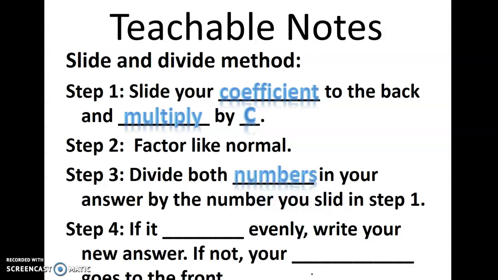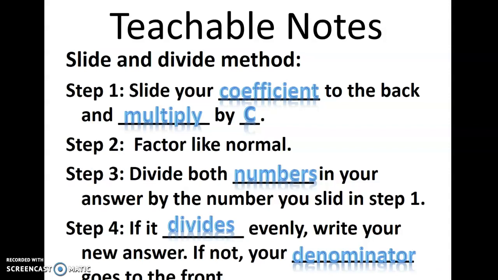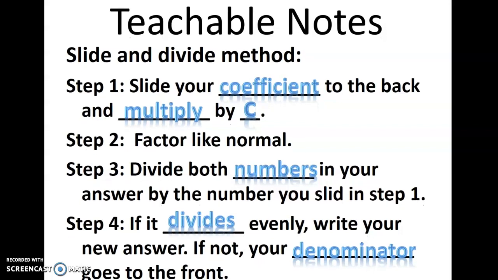Then you factor like normal. We're going to divide both numbers in the answer by the number that we slid. If it divides evenly, we're going to write the new answer. If not, your denominator goes to the front. So that sounds like a lot of steps. All right, but we're going to put those steps now in action. And we're going to do a couple of these using slide and divide.